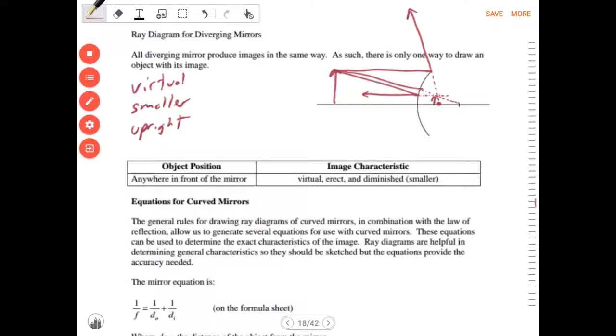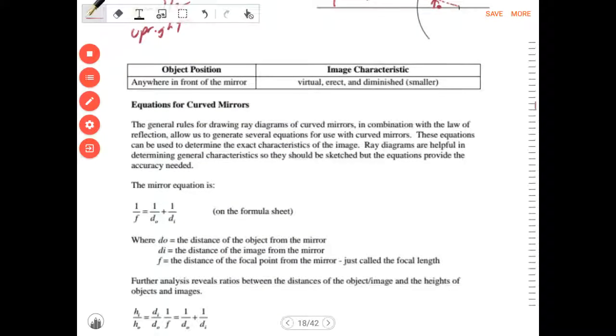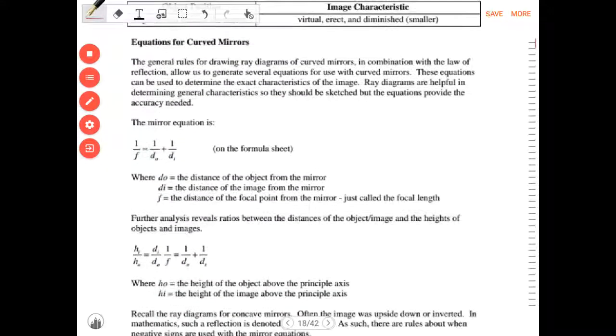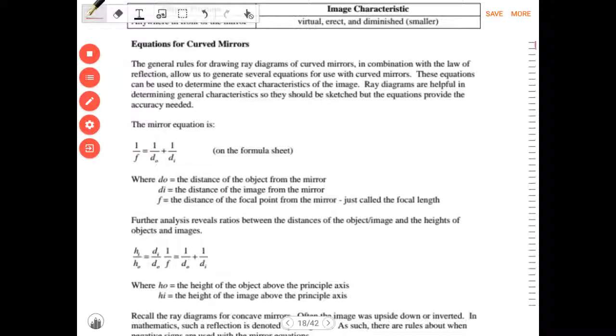If you're not getting it yet, just have a little bit of patience. We'll go through some examples. Hopefully they'll be a little more clear. Have faith. Equations for curved mirrors.